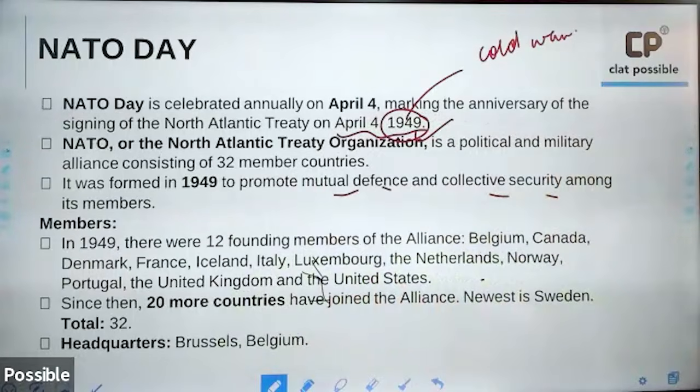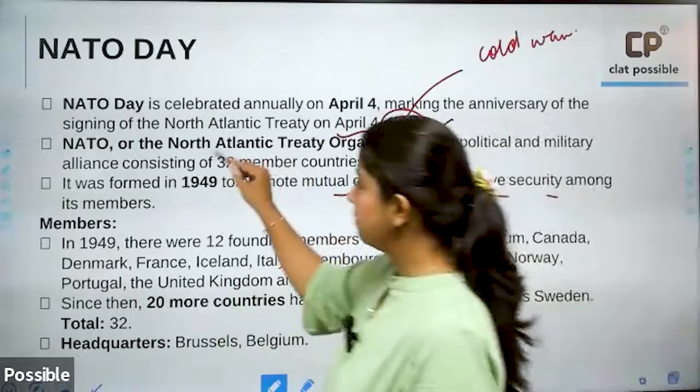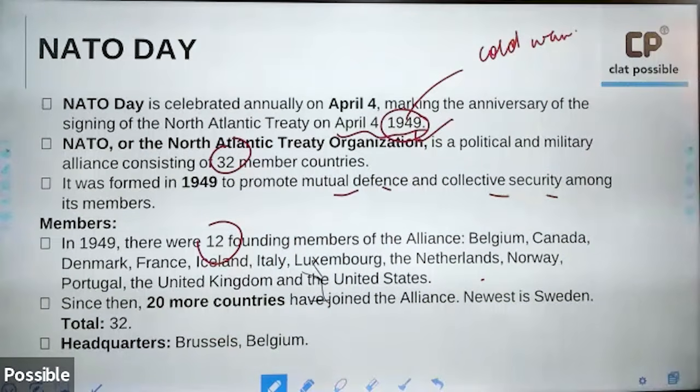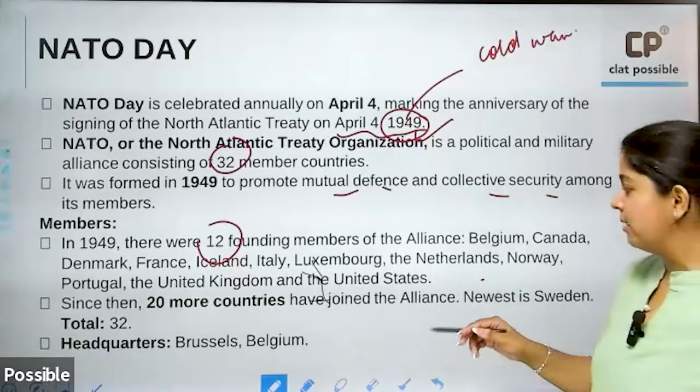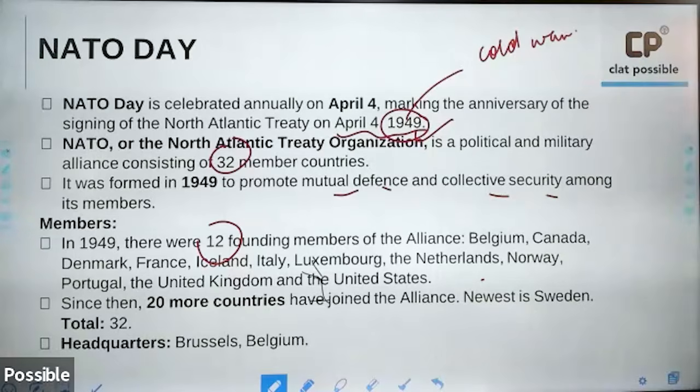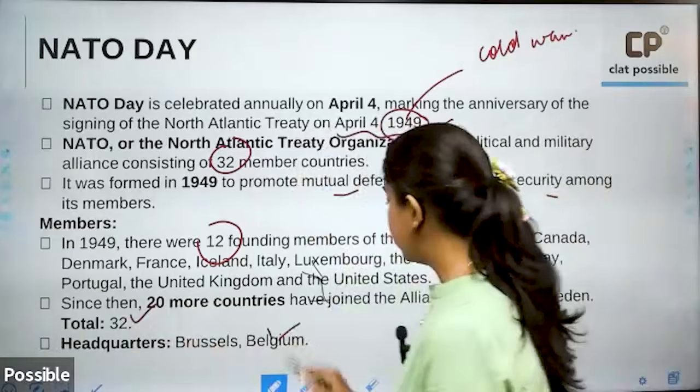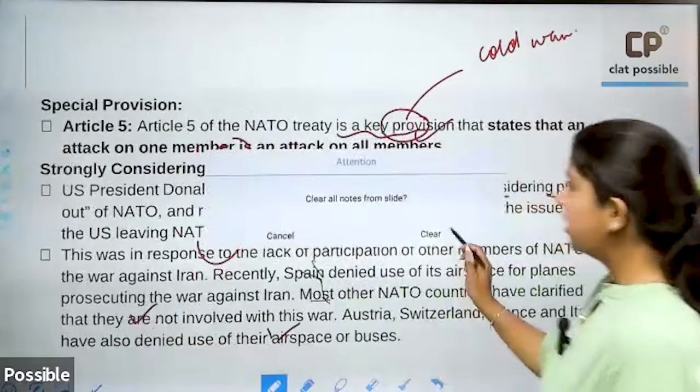It is important. Presently, NATO has 32 members. Initially, there were 12 founding members of NATO: Belgium, Canada, Denmark, France, Iceland, Italy, Luxembourg, Netherlands, Norway, Portugal, United Kingdom, and US. Now we have 32 members. It is headquartered in Brussels in Belgium.